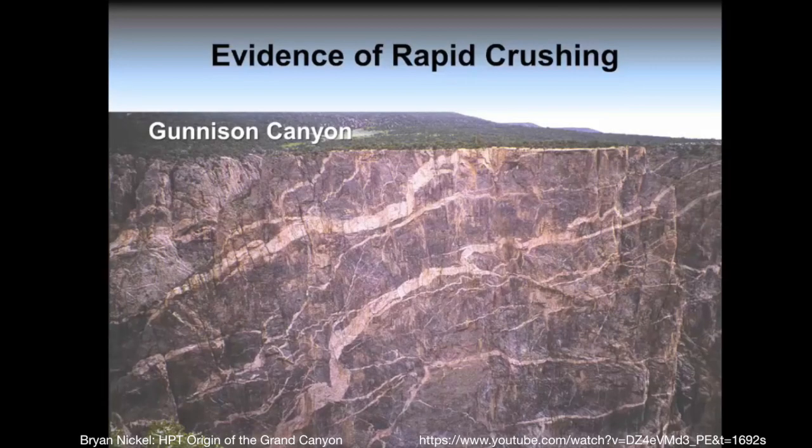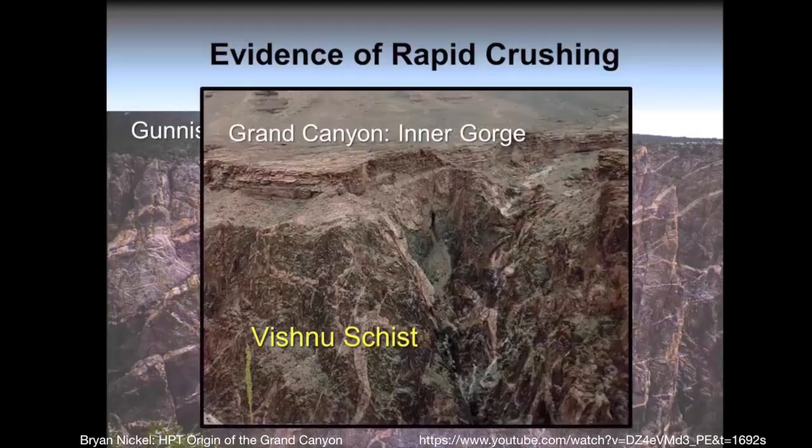And this is Gunnison Canyon. Anybody ever seen that? Yeah. And to scale, those are 15-foot trees on top. And so what happened there, that got crushed. The weakest part of granite is quartz, and that's going to melt, and that's what filled in the white layers. And you get the same thing at the bottom of the Grand Canyon.